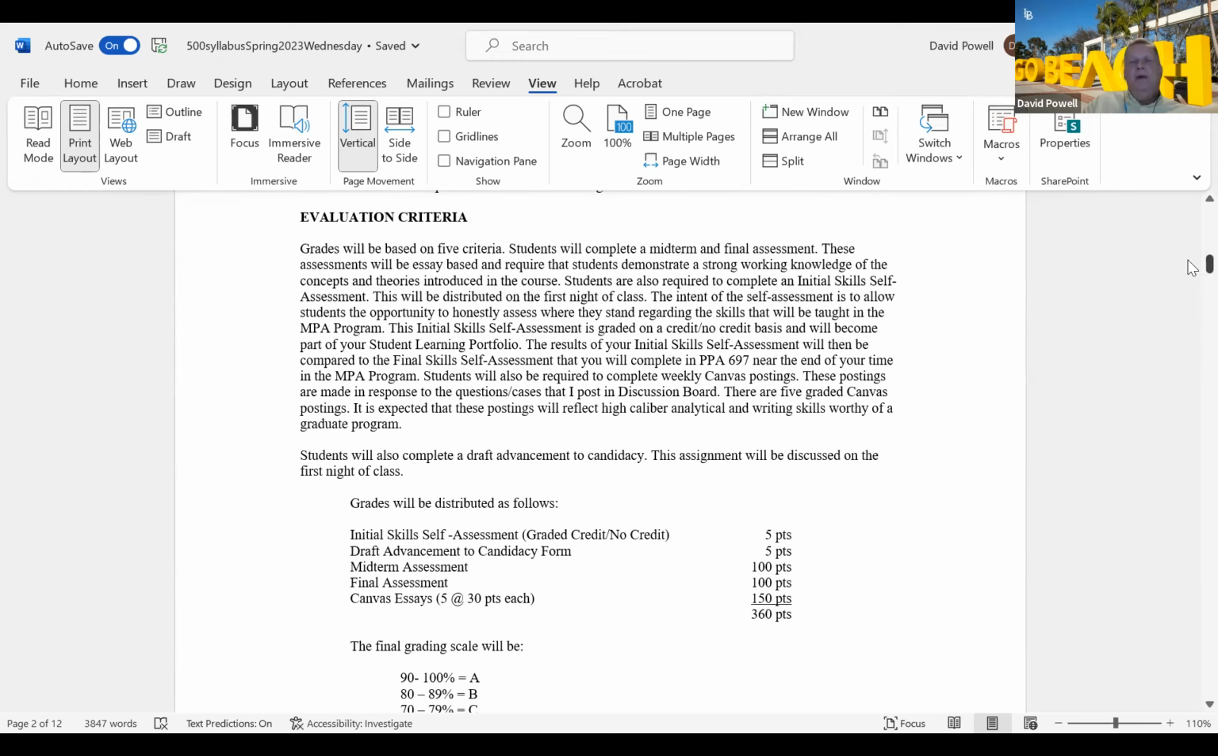The whole goal of discussion board is to allow you to interact with your classmates, to share ideas and exchange ideas about the concepts and theories we're covering in the class. I will not participate directly much when it comes to actually posting in discussion board. I really want you to talk with your colleagues in discussion board.